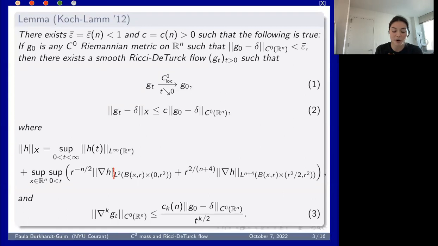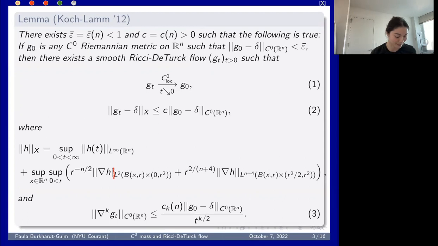This is saying that suppose you have a small C0 perturbation of Euclidean space, well, then you can find a smooth Ricci-DeTurck flow that corresponds to that piece of initial data, that is very well behaved for positive times. Technically, in their paper, they did not state this particular fact, but it is true. They also looked at initial data that was only L infinity by Lipschitz to Euclidean space, but for the purposes of this talk, we will only do C0.